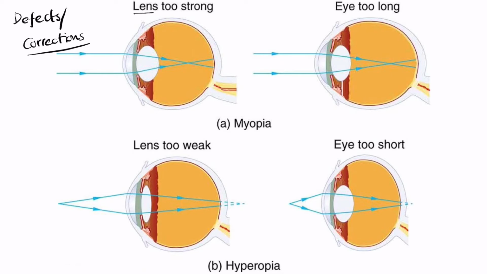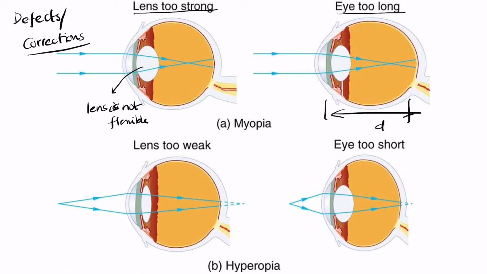So if the lens is too strong, meaning that it does not change flexibly, or if the eye is too long, meaning that the lens is not flexible, or if the di is greater than 2 centimeters, generally it causes a condition called myopia. Myopia is where the image forms right in front of the retina, not on the retina. Remember this, that the image forms right in front of the retina, not on the retina.